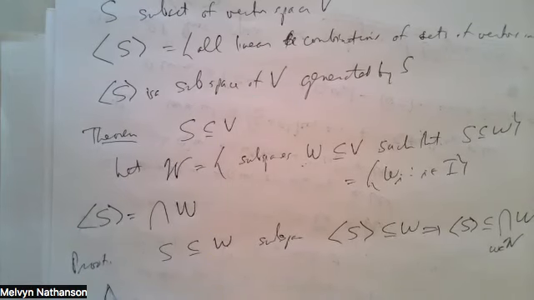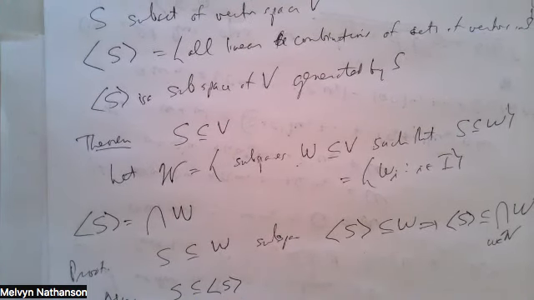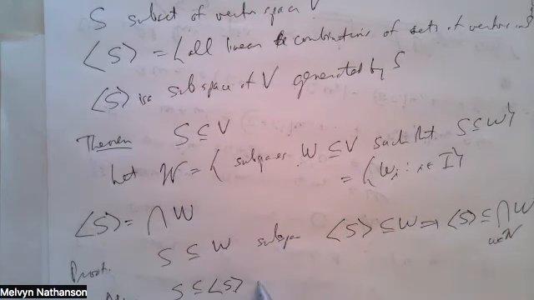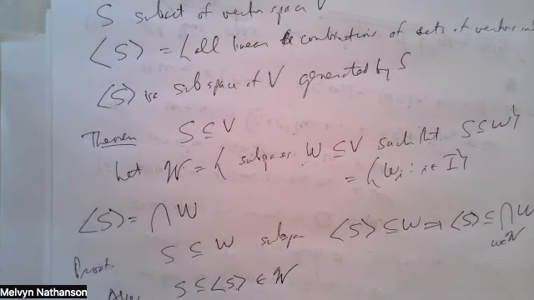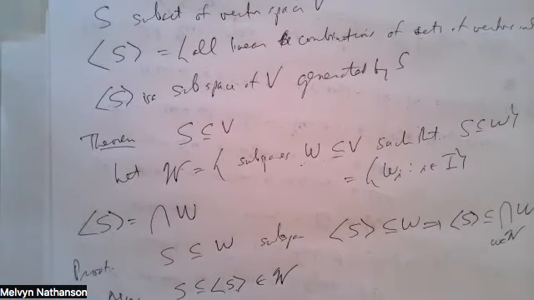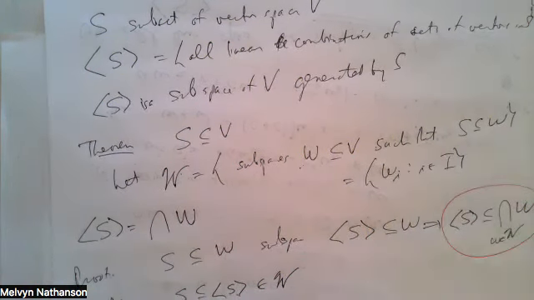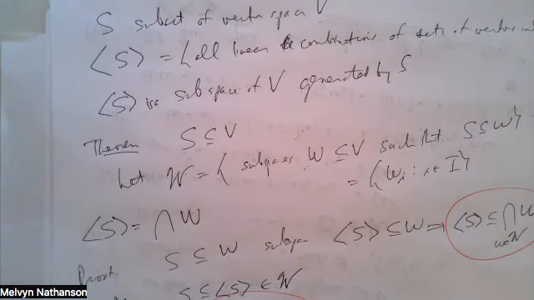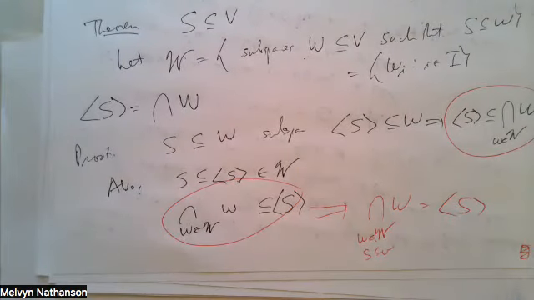On the other hand, also S is contained in the subspace generated by S. So the subspace generated by S is in the set script W. So the intersection of all the subspaces in script W is certainly contained in the subspace generated by S. So this inclusion and this inclusion imply the intersection of all the subspaces that contain S is the subspace generated by S. That's the theorem.